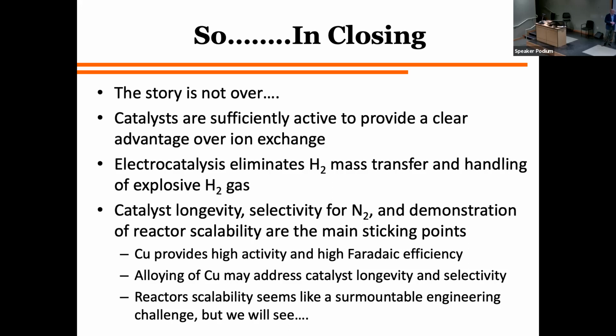This copper provides high activity and good Faradaic efficiency, or current efficiency, but the selectivity and the stability are the challenges. So we're looking at alloying of that copper and seeing if we can overcome some of those obstacles. And maybe there's another kind of catalyst out there that we should be considering that we haven't. Reactor scalability seems like a surmountable engineering challenge. There are probably things we don't quite see yet that will be challenging, but it's a cool problem to work on. So that's kind of what we've been doing.